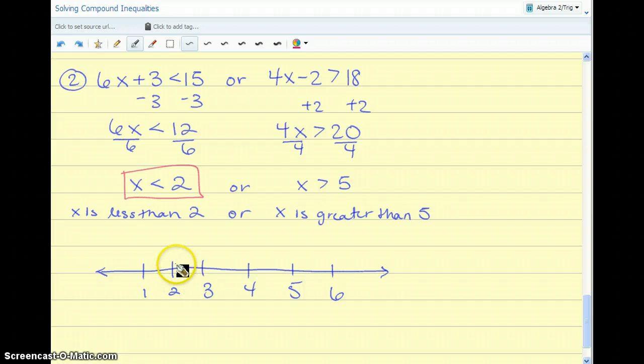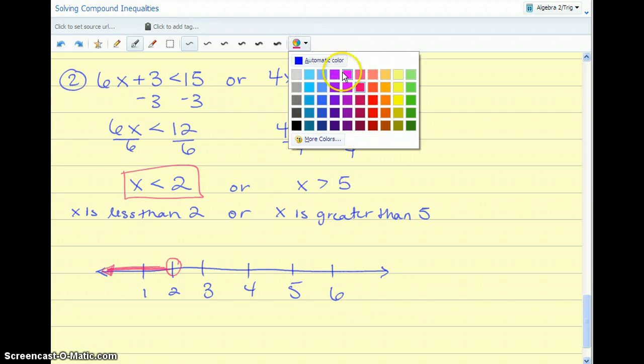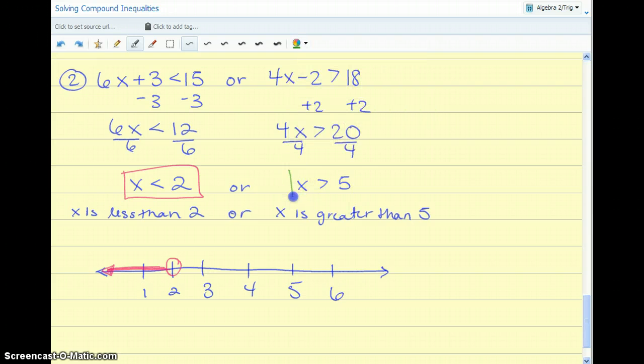So here, again, it's less than 2. So here, and then I go less than 2. If I graph the other side, it is greater than 5. I would go this way.